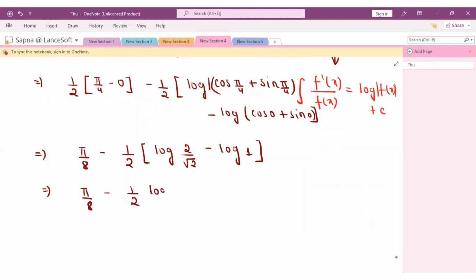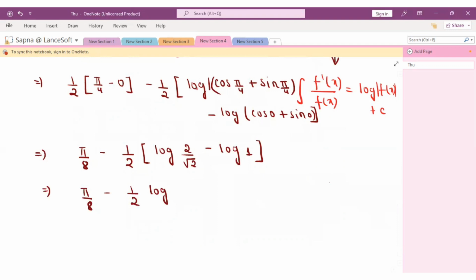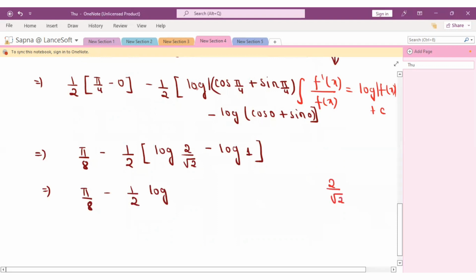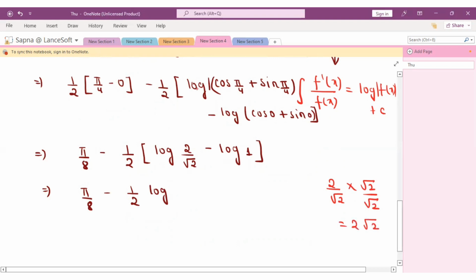Basically we can see that we have an irrational number in the denominator, so we will rationalize this. Let us rationalize and write down the final answer. 2 upon root 2 we need to rationalize, so we multiply and divide by the same number, root 2 upon root 2. That will become 2 root 2 upon root 2 into root 2, which is 2. So the 2 and 2 get cancelled, and we just get root 2.